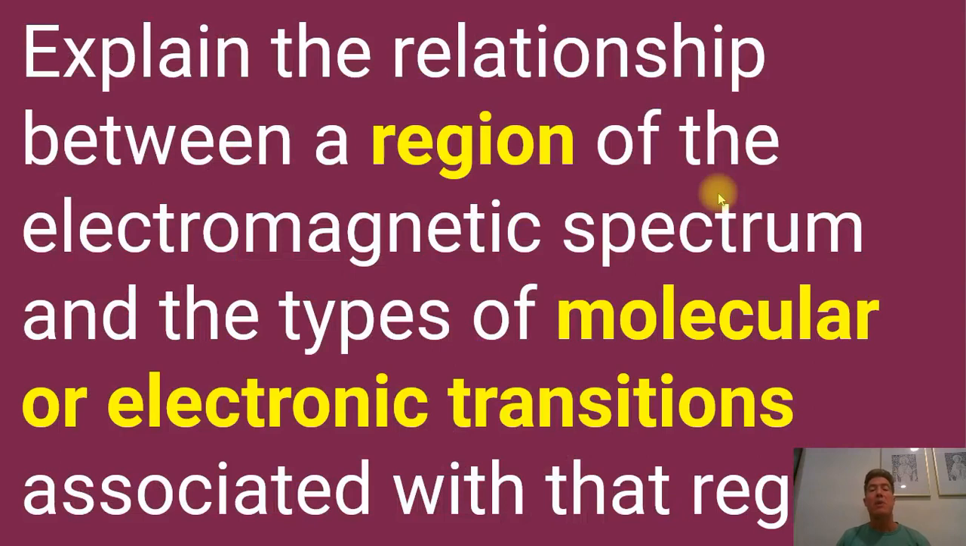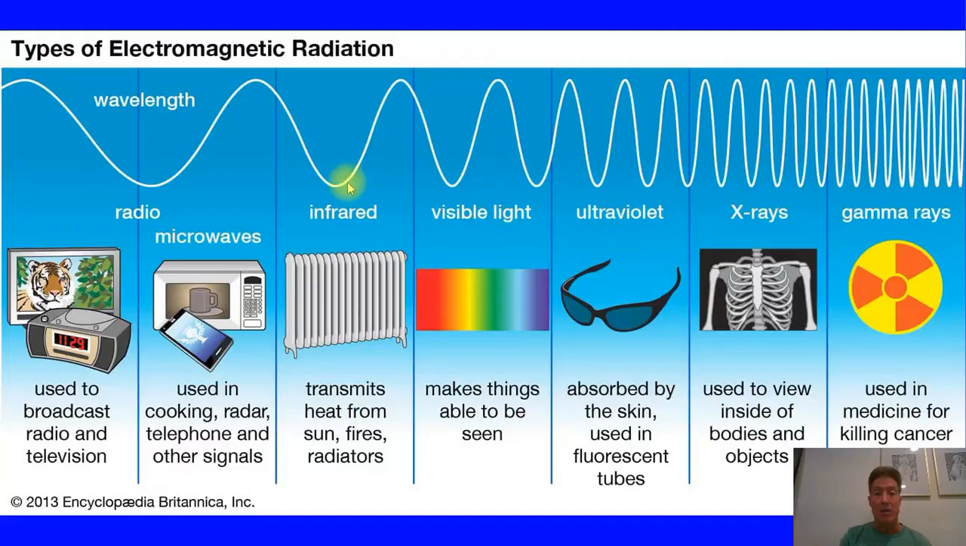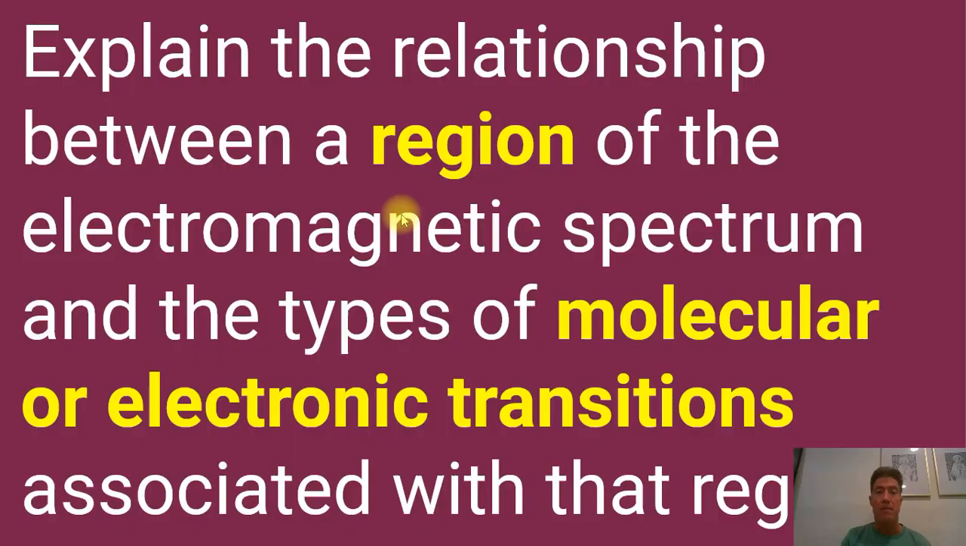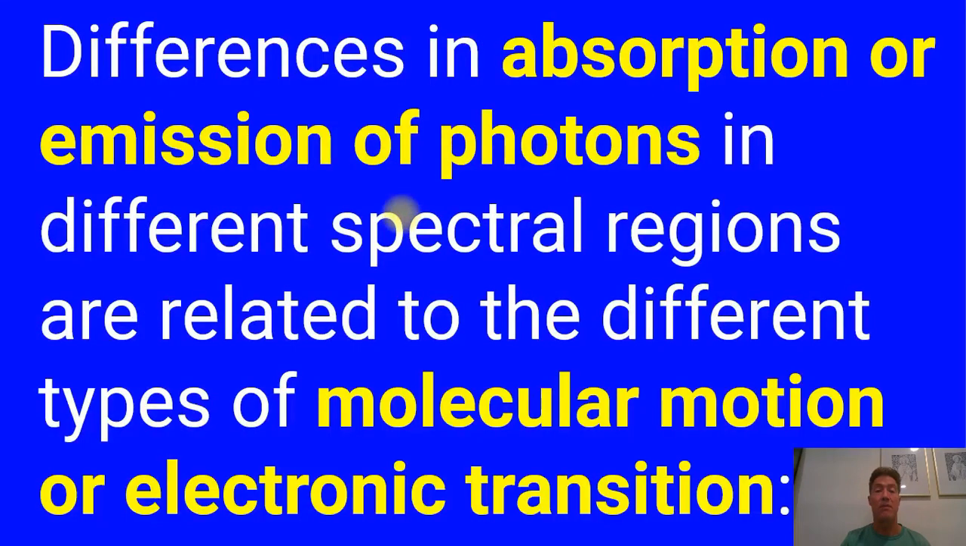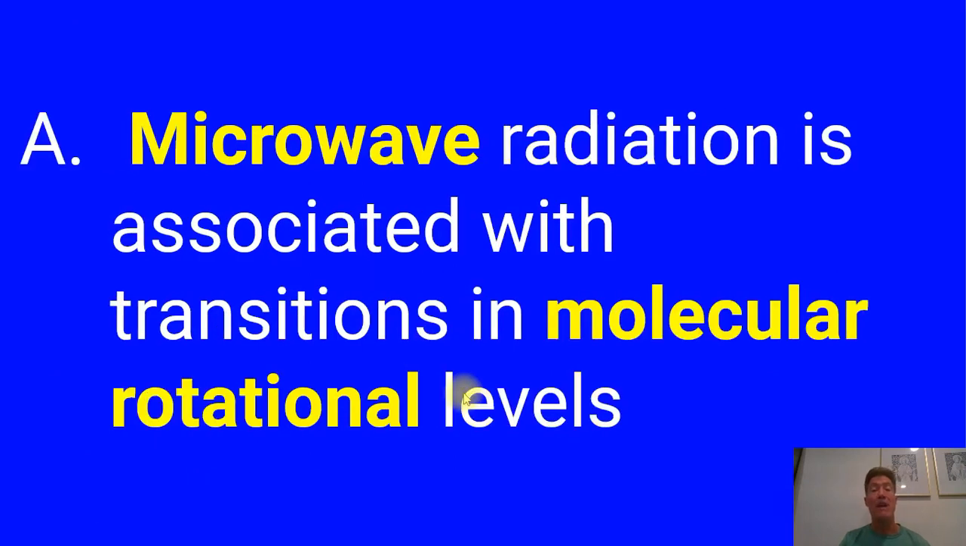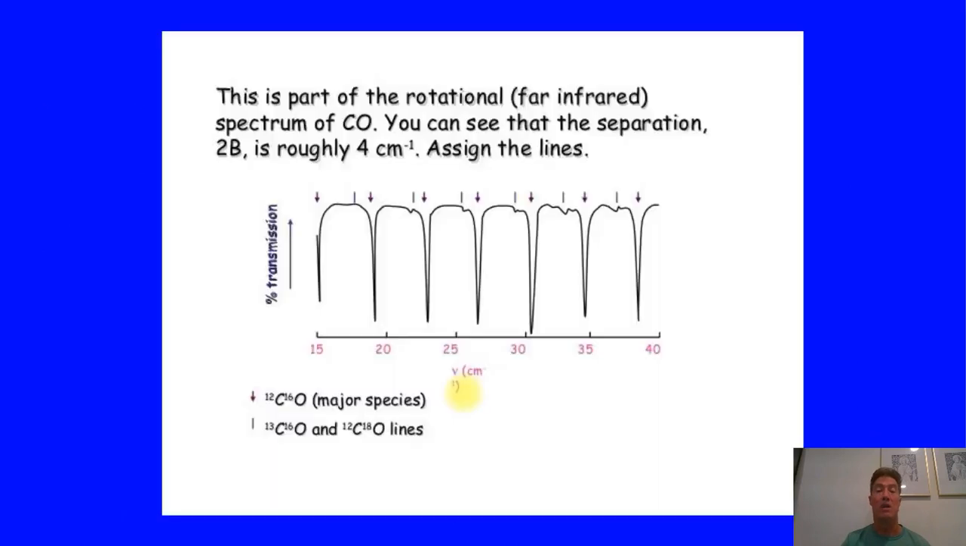So we're going to explain the relationship between a region of the electromagnetic spectrum, we use these different regions, and the type of molecular or electron transitions that we see reflected from those regions. And this is due to the differences in absorption or emissions of photons, and this will be related to various movements of the molecules or the electrons.